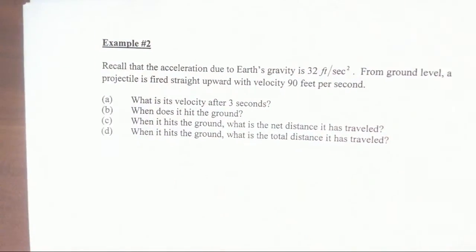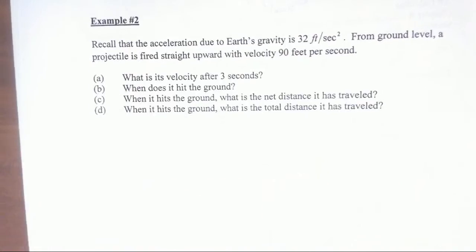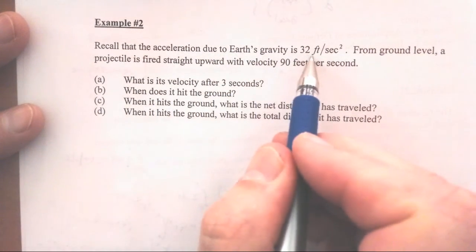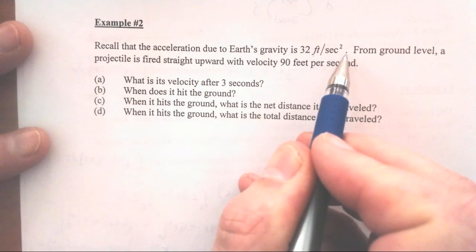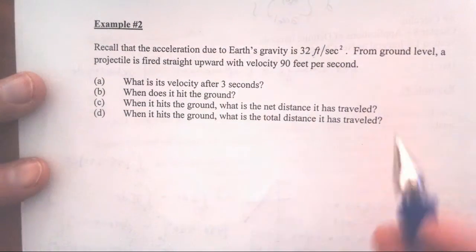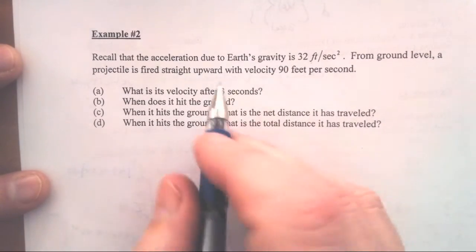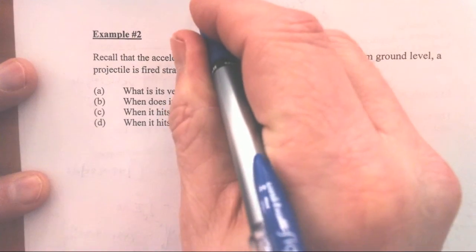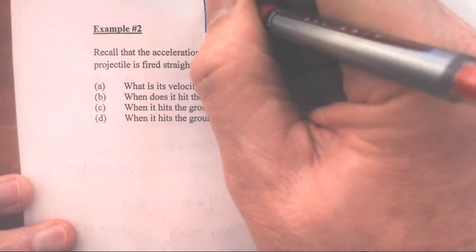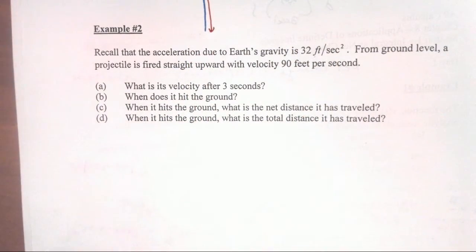Let's take a look. We actually get to do some real-world problems that might involve integration here. Recall that acceleration due to Earth's gravity is 32 feet per second squared. Typically that's applied as a negative because it's a force downward. From ground level, a projectile is fired straight upward with a velocity of 90 feet per second. If it's fired straight upward, eventually it would come straight back to where it started.